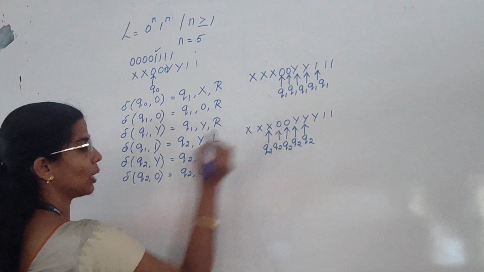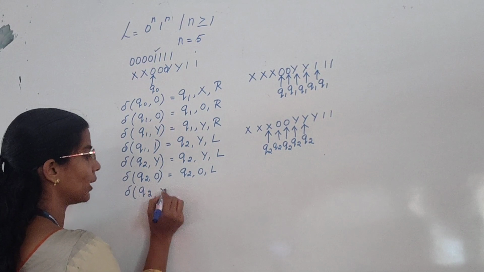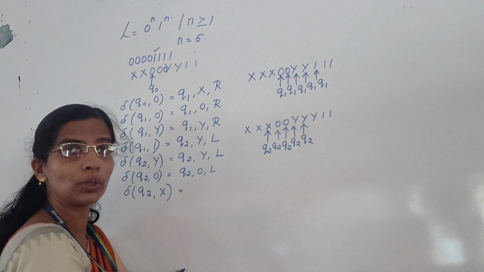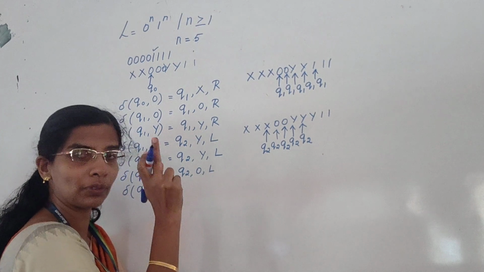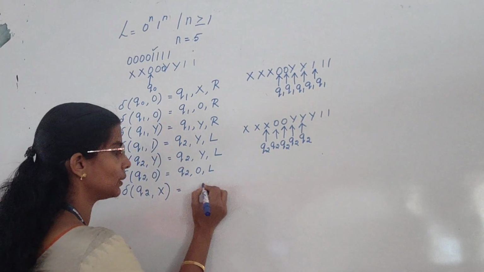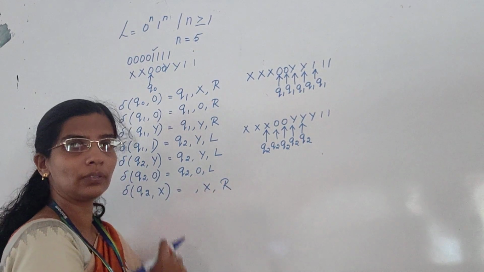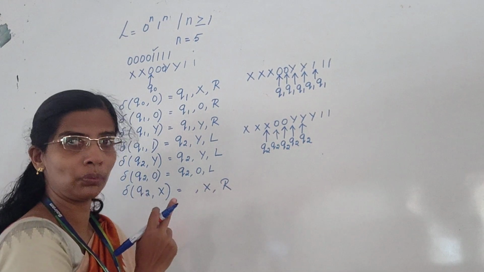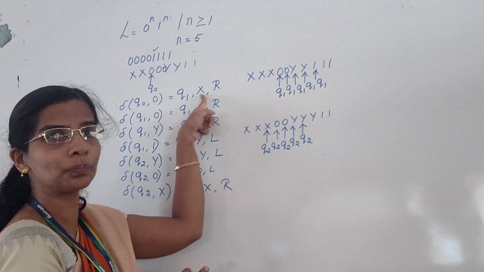Now you got Q2 comma X, delta of Q2 comma X. What you have to do is just take right, you will get your first 0. So X remains the same, direction is R. When you take right, you will get your first 0. What do you have to do with your first 0? Replace the 0 with X.